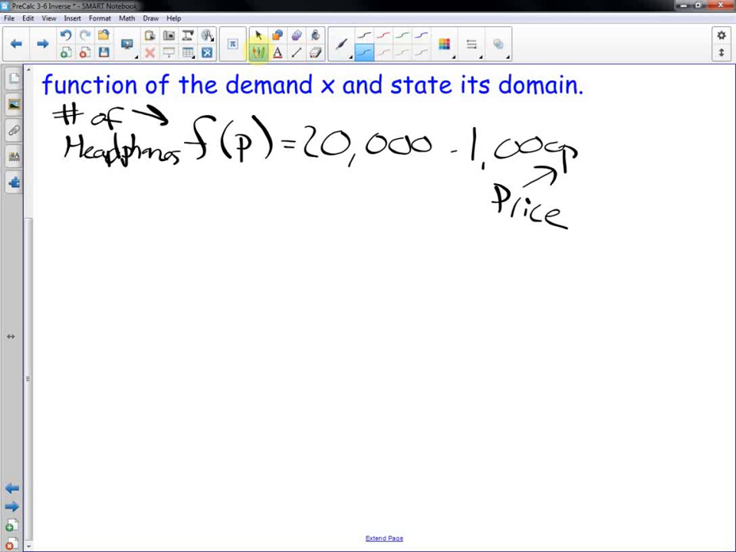One is we should see that this is linear, right? And a linear equation always has an inverse. So we're fine with the verification. Then we need to switch the variables. So I'm going to put P over here, and on the inside, I'm going to put X, which stood for headphones.